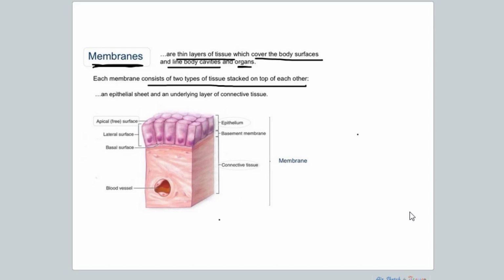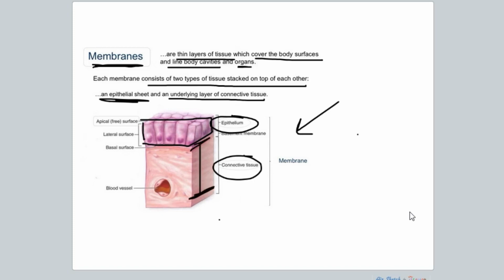First of all, we have an epithelial sheet, a superficial epithelial sheet, and then we have an underlying layer of connective tissue. And so this is just a generic diagram of a membrane. And here you can see we have a layer of epithelium, and the epithelium in this case happens to be simple columnar epithelium. And then immediately below that, we have a layer of connective tissue. So all these membranes that we're going to talk about, structurally speaking, have a superficial layer of epithelium and then an underlying layer of connective tissue.